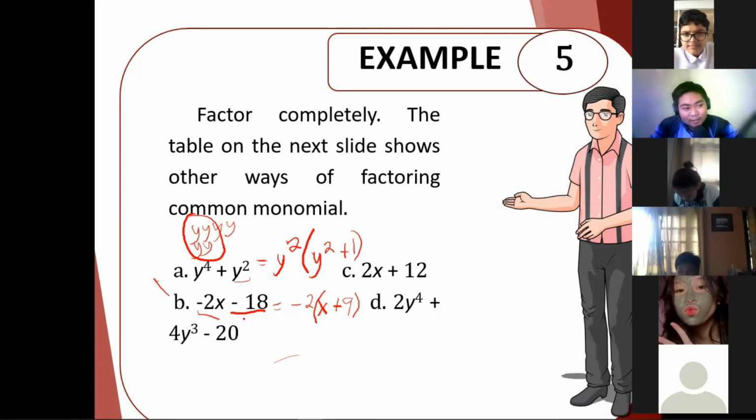Okay? Let's try letter C. We have 2x plus 12. What do they have in common? They're both divisible by positive 2. So therefore, what would be the common factor? Positive 2. Then, what will be inside the parentheses? X plus 6. Bakit naging x plus 6? 2x divided by 2, that would be x. 12 divided by 2, that would be 6.